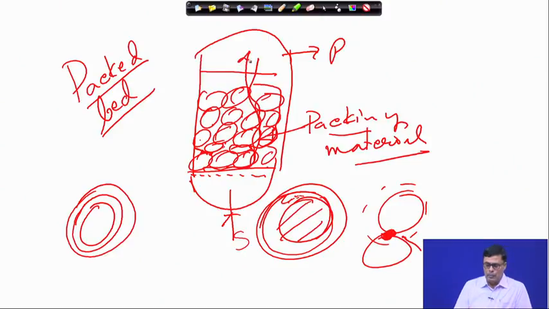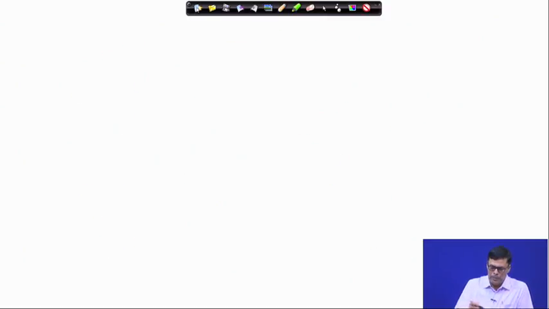there will be channeling of the liquid flow. If there is channeling of the liquid flow, then the rate of reaction will drastically reduce. Then you have to stop the process and regenerate the system again. Now, let me tell you about another reactor, what you call the expanded bed reactor.